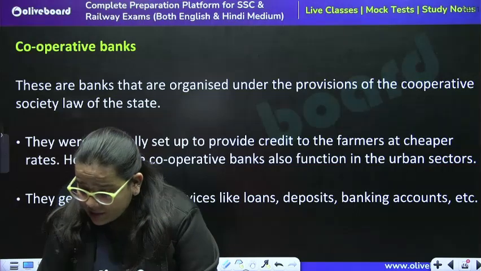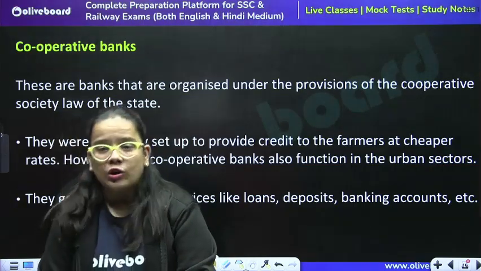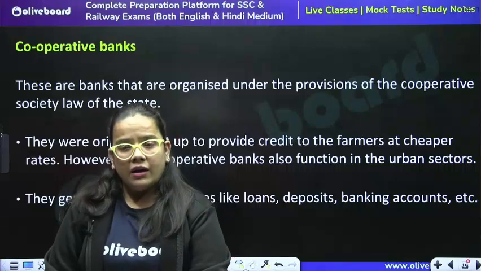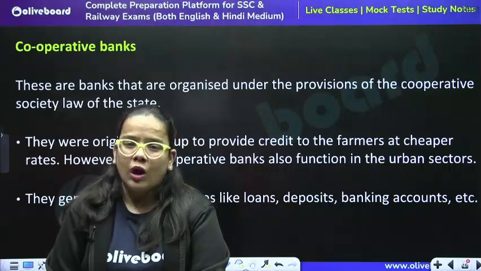Small finance banks started in the same year, 2015, and are registered under the Act of 2013.